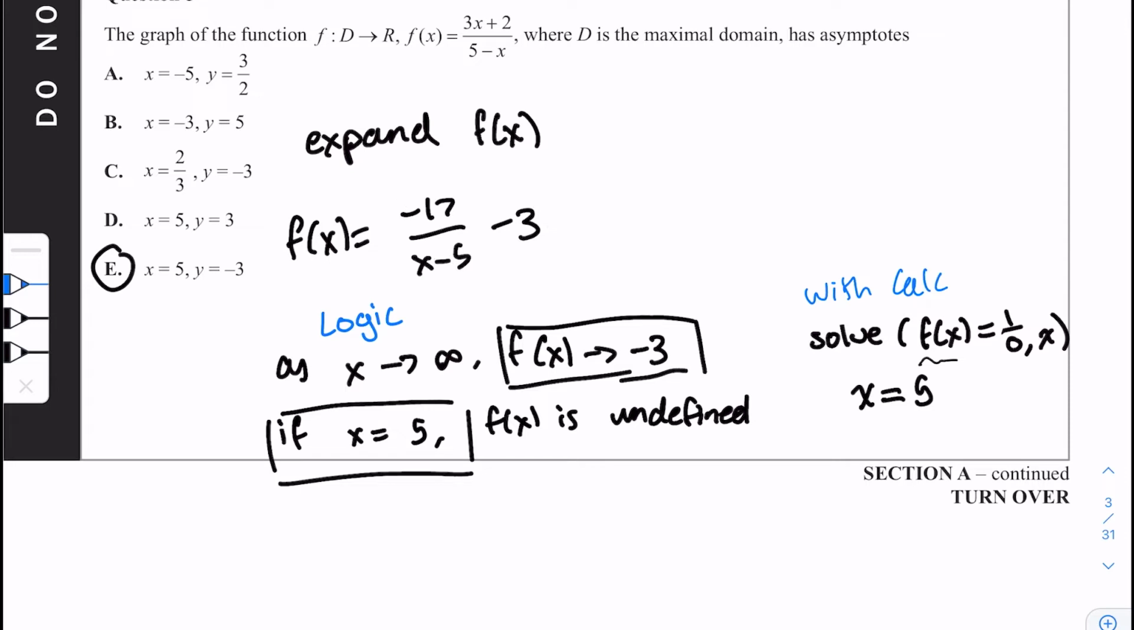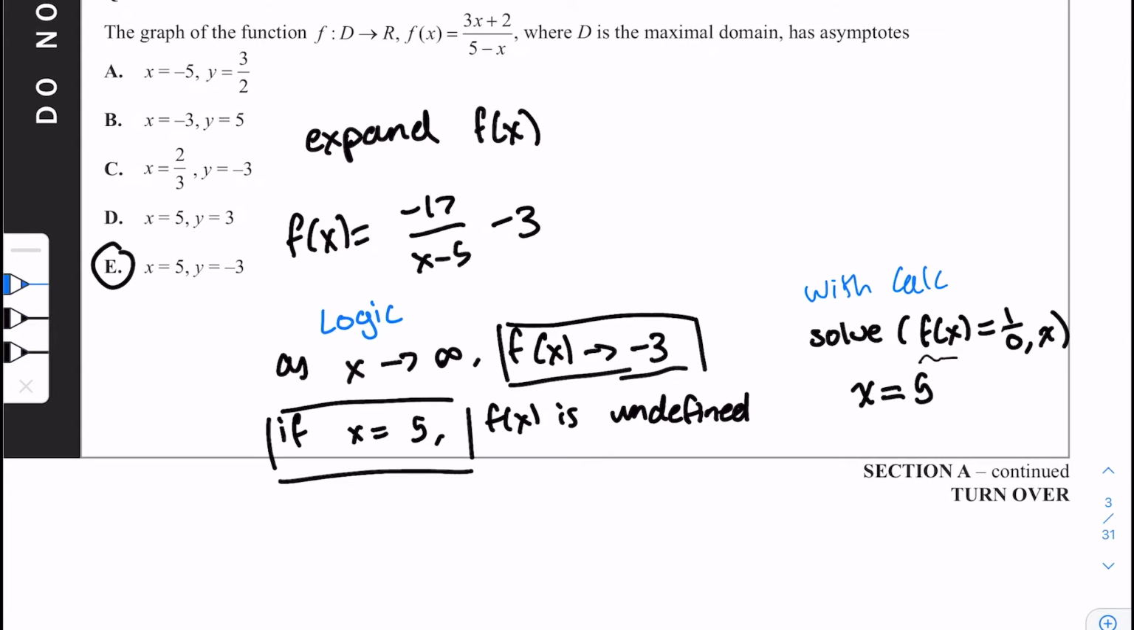And then the vertical asymptote, everyone knows, you set the denominator equal to 0, so x minus 5 equals 0, and then you get x equals 5, because when the denominator is 0, f of x is undefined.